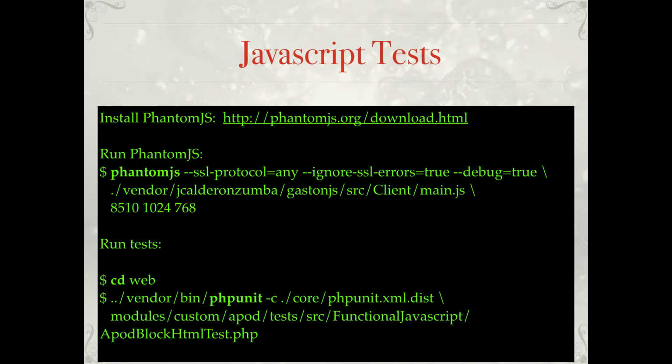So how do we do this? We go and we download Phantom.js. We set up our Phantom.js. We run that as a daemon. You can run it in the background. We're going to tell it to ignore SSL stuff, set debug to true, and then we're going to actually go and run our test.